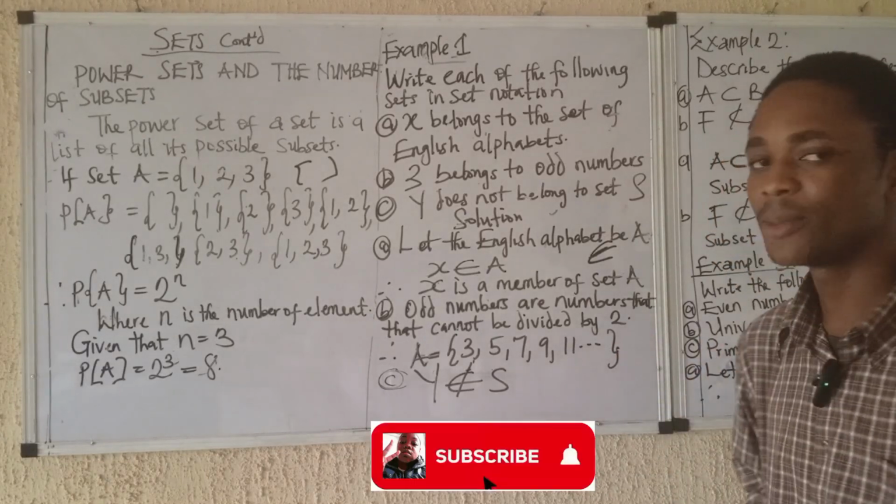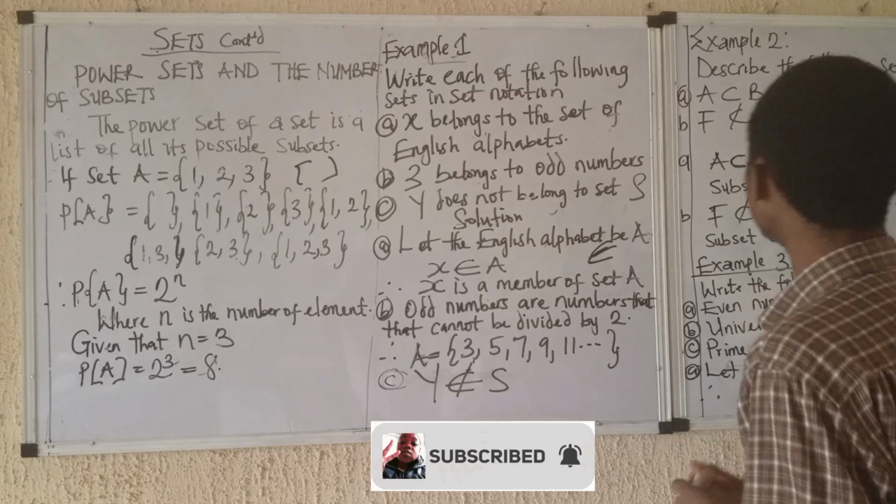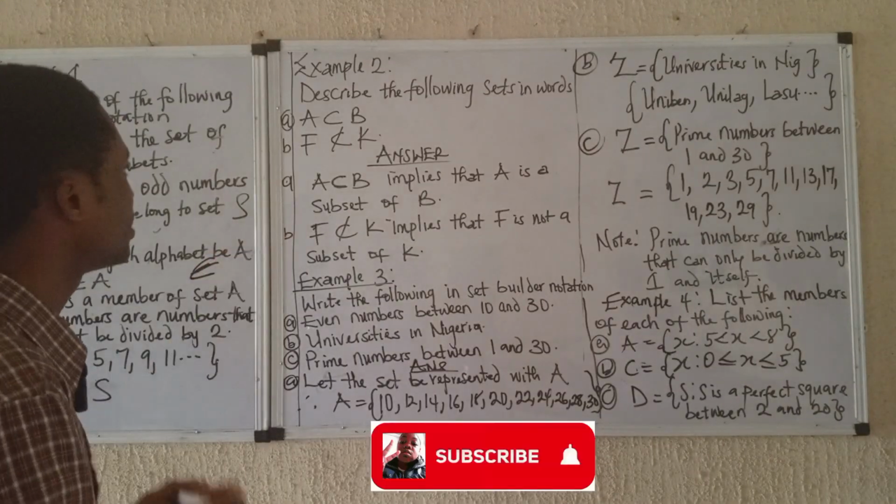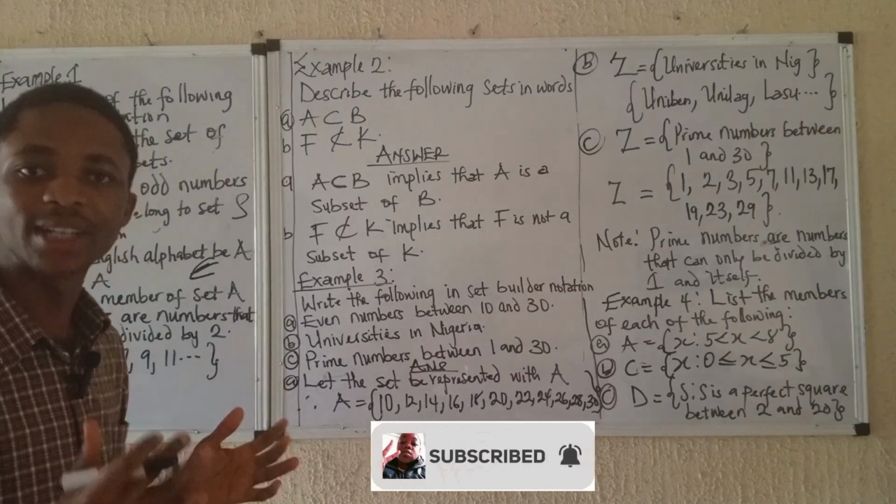So in case of this one, that means we're on track. Now going to the next question, example 2. Describe the following sets in words.